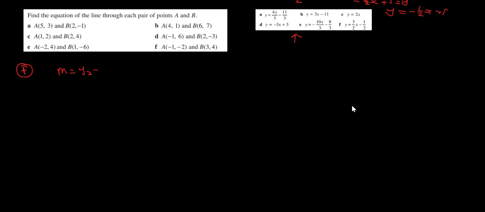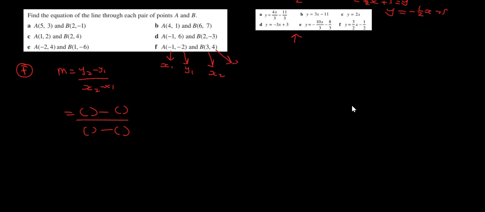And let's find the gradient. We've got negatives, so I recommend putting in parentheses. This is our x1 value, our y1 value, this is our x2 value, and this is our y2 value. And let's insert those. So we've got 4, negative 2, and we've got 3, negative 1. Okay, so that is 4 plus 2 over 3 plus 1. That gives 6 over 4. That simplifies to 3 over 2.